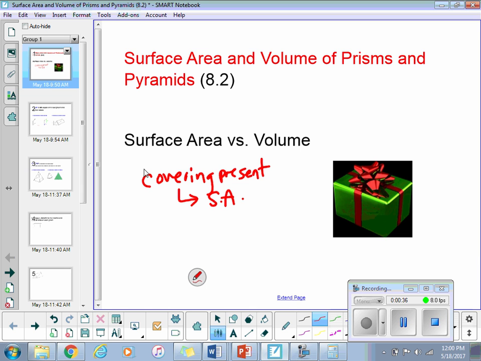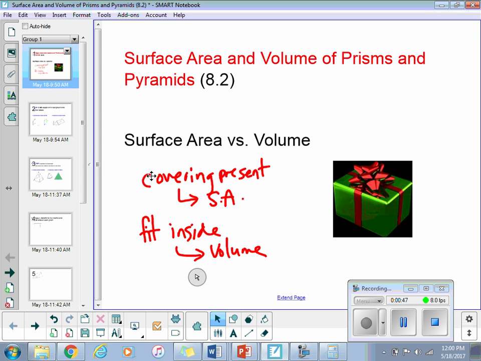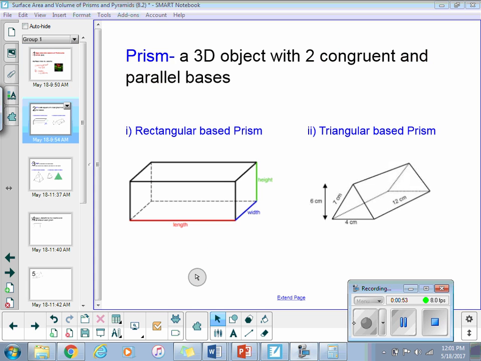How much you could actually fit inside the box, that would be the volume. And so they have different units and they have different understandings. So depending on the shape that you're looking at, the surface area and the volume is going to be different. So first, let's make sure we know how to identify shapes.